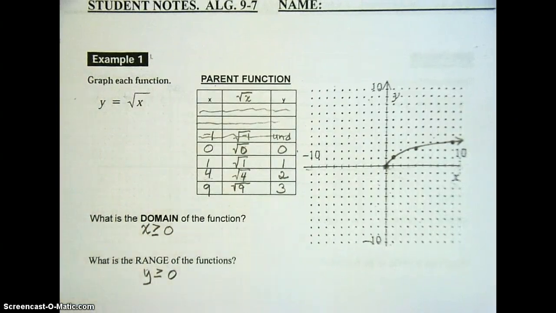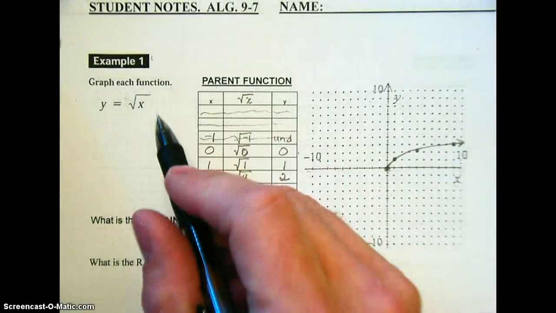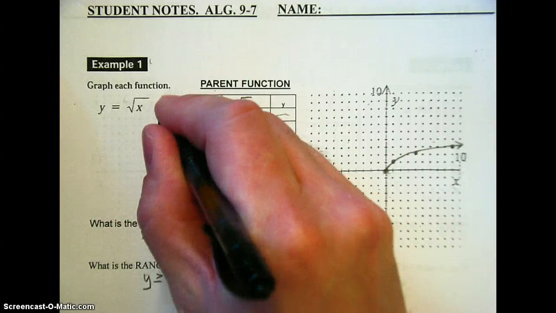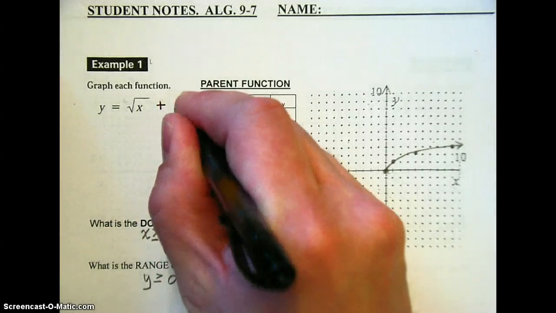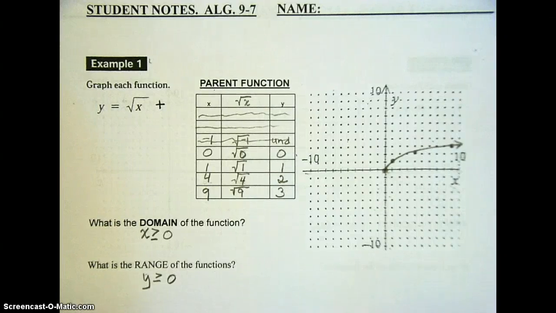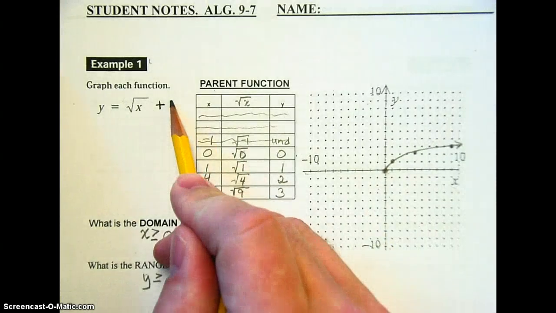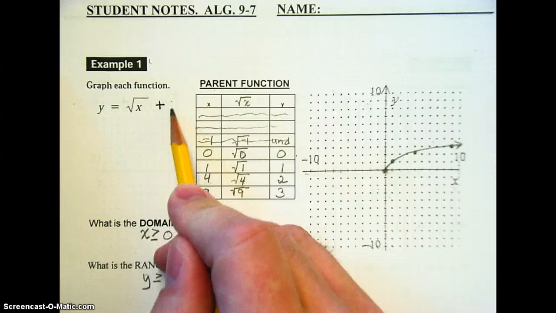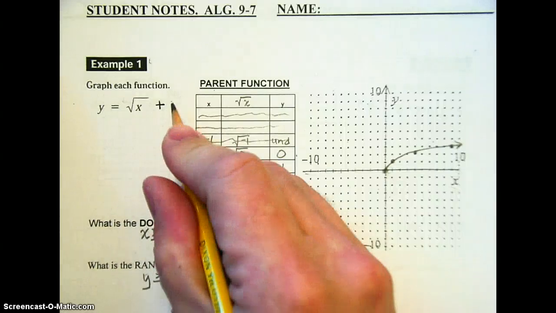One more thing that we haven't talked about, and this is foreshadowing what we're going to be getting into, so pay close attention. Tell your neighbor what I am adding outside of my radical. What's outside here? Plus what? What number's out here? Zero. Yes, there's a 0 out here.